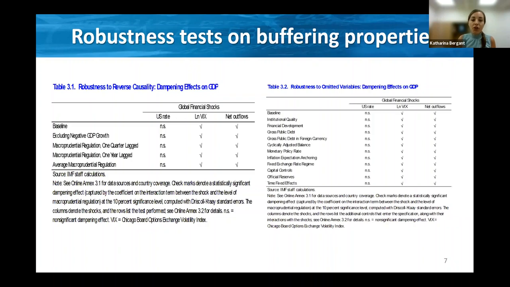You could also be concerned about omitted variable bias, but on the right-hand side of the slide, you see we do a lot of robustness tests with a lot of additional control variables and our results remain robust.